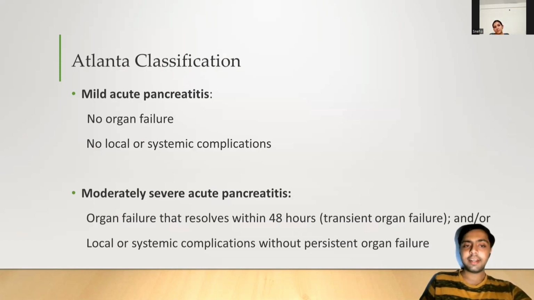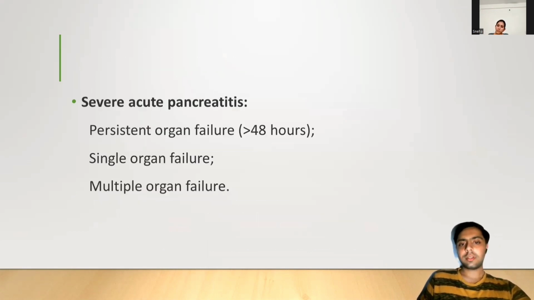Atlanta is divided into three categories: mild, moderately severe, and severe. Mild is a very simple classification: no organ failure, no systemic or local complication. In moderately severe, we have organ failure, but it is transient, whereas local complications can be present. In severe, it is both: we have organ failure and local complications, with single or multiple organ failure.